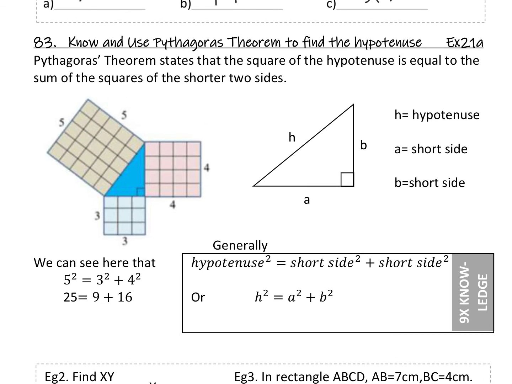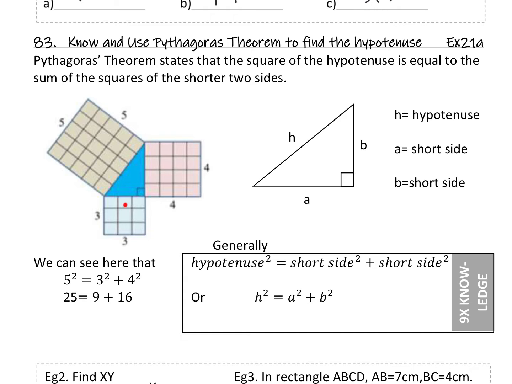Okay, Pythagoras' theorem states that the square of the hypotenuse is equal to the sum of the squares of the shorter two sides. So on the left hand side you can see here we've got a triangle. 3 is the base, 4 is the height, and then the hypotenuse would be this one here, which we can see is 5.